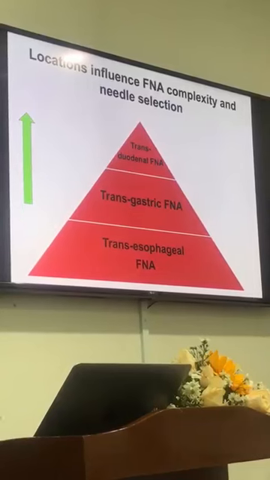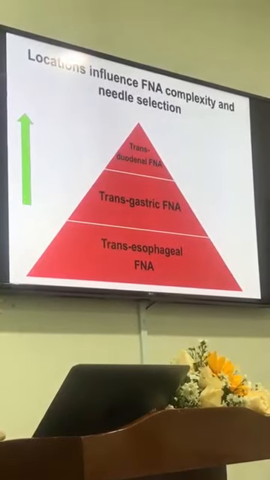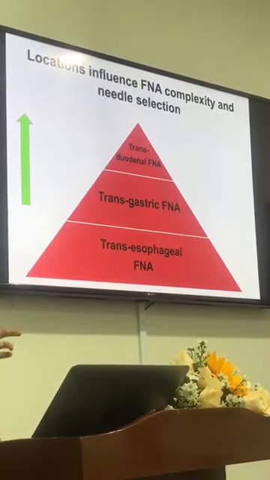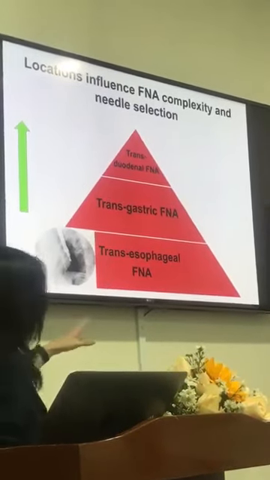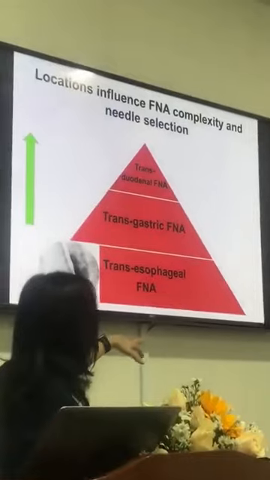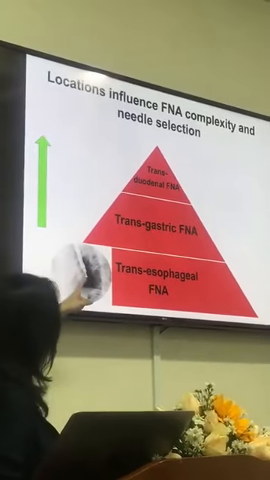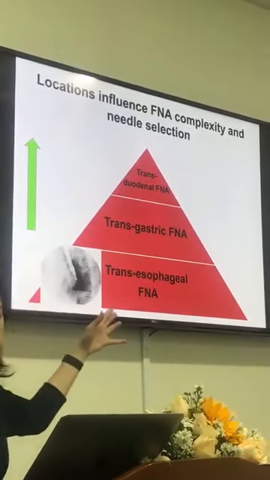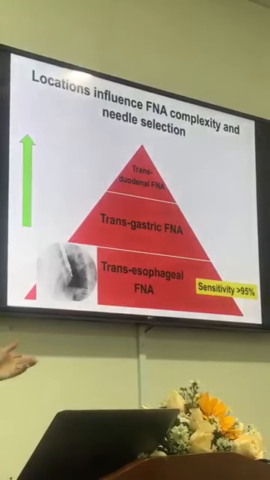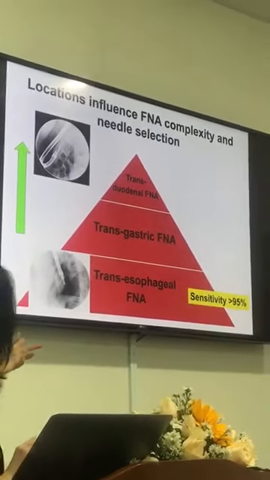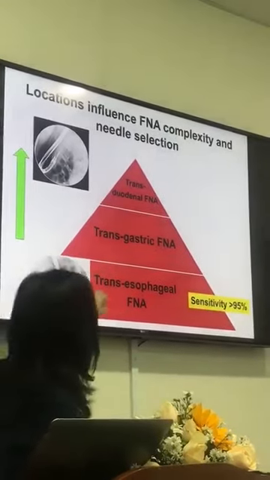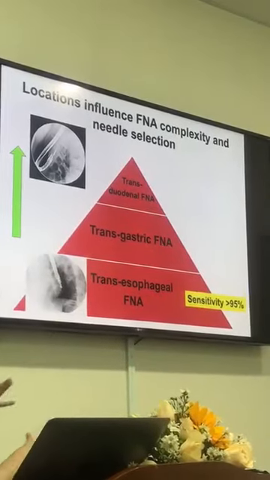Besides the type of needle, the location also influences needle selection. What I mean by that is that if you do transesophageal FNA or FNB, your scope position is straight, so your sensitivity and your yield is going to be very good, more than 95%. Whereas if you were to do the biopsy from the transduodenal position, your scope position is going to bend a lot.